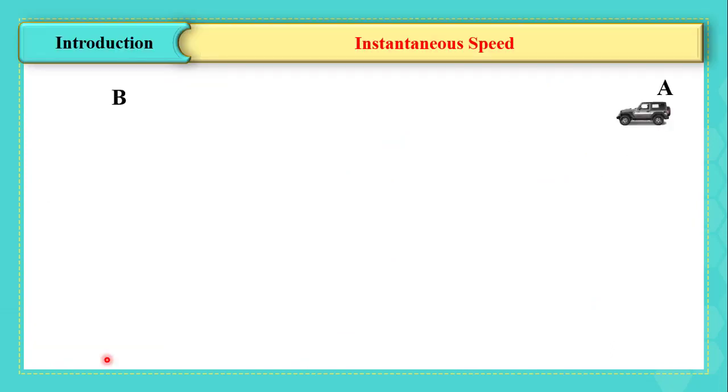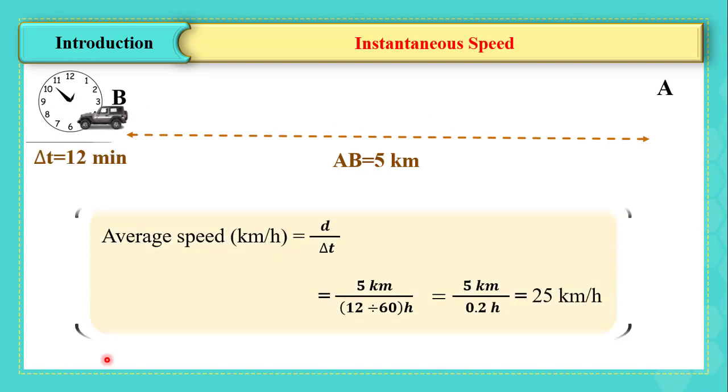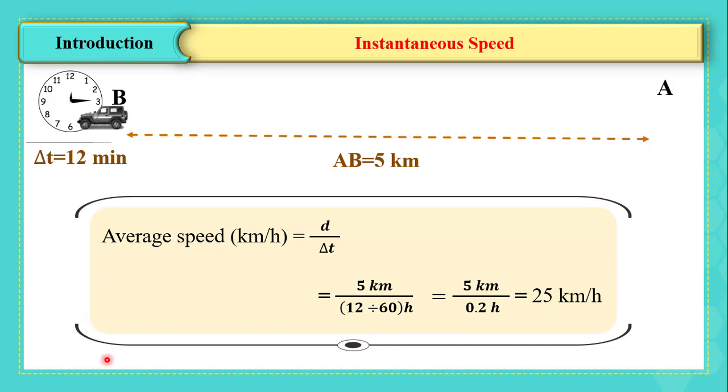To introduce the instantaneous speed, consider the following example. Observe the motion of the car. It's clear that the car changes its speed several times as it moves from A to B, covering a total distance of 5 km in 12 minutes. Then, to calculate the average speed of the car in km per hour, you will divide the total distance by the total duration of time. Start by converting the time into hour by dividing it by 60. This gives you 5 km divided by 0.2 hour, which gives us 25 km per hour.